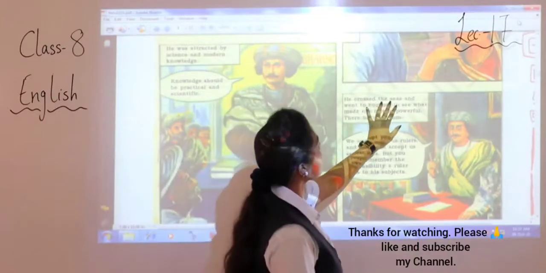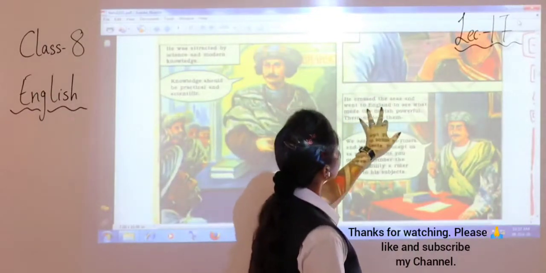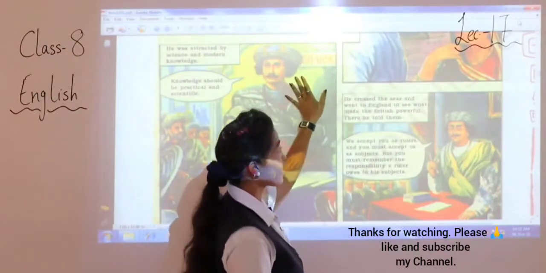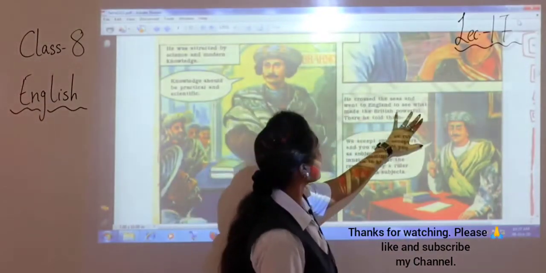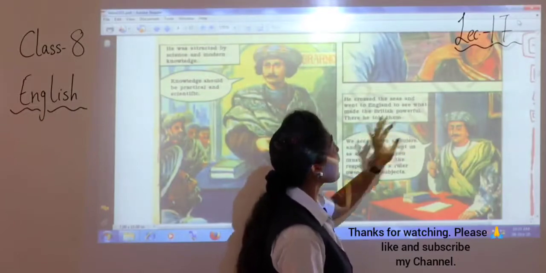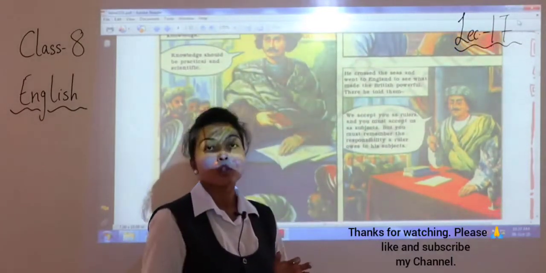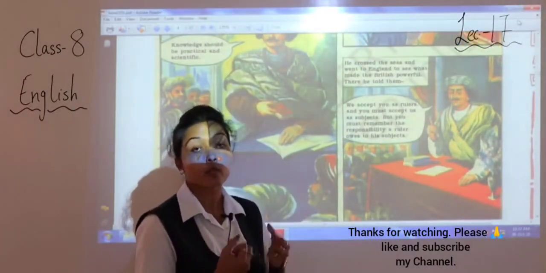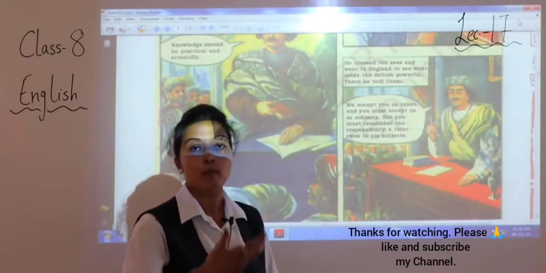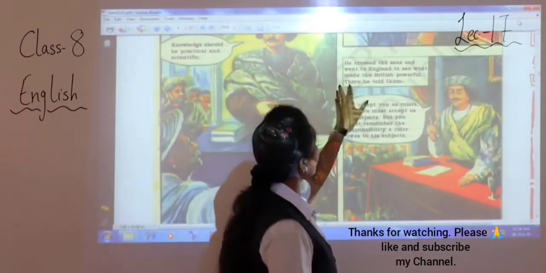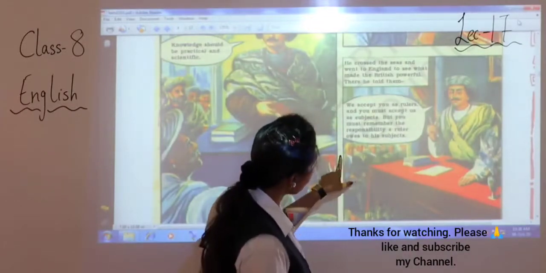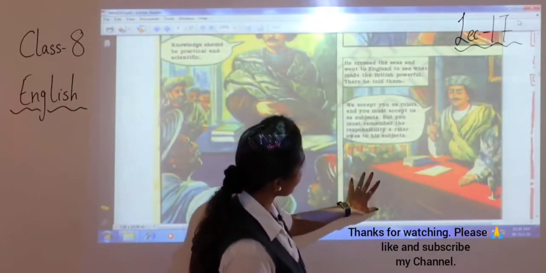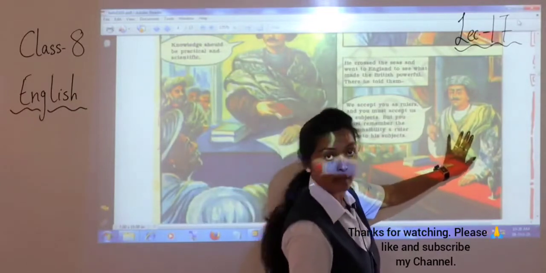He crossed the seas and went to England. Ram Mohan Roy went to England to see what made the British powerful. He went there to observe what was making the Britishers more powerful. There he told them, and see here, all the Britishers are sitting in the picture, and this is Ram Mohan Roy.